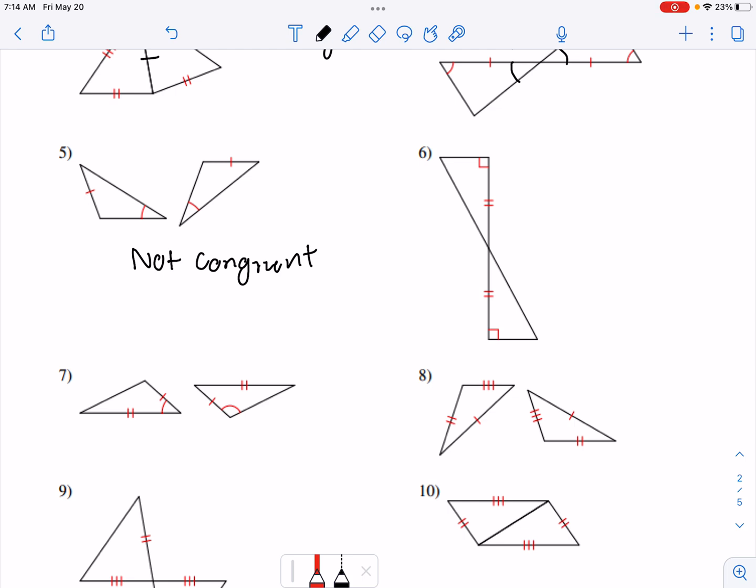Number 6, these are vertical angles, so that's congruent to that. This is a right angle, so that's a type of angle, so that's congruent. So we have angle, side, angle. So these would be angle, side, angle. Those are congruent.